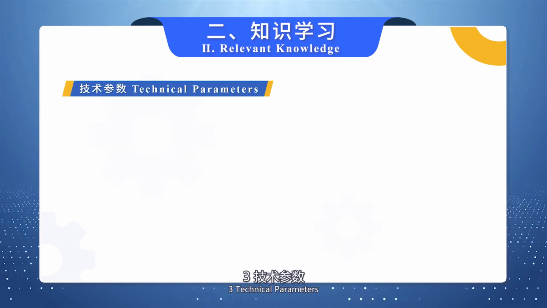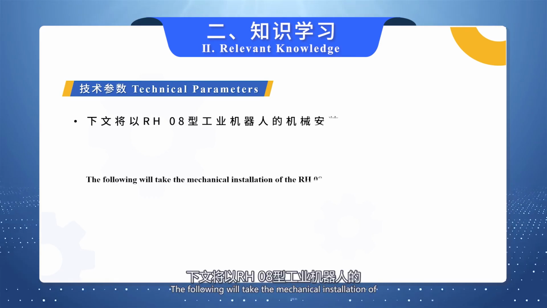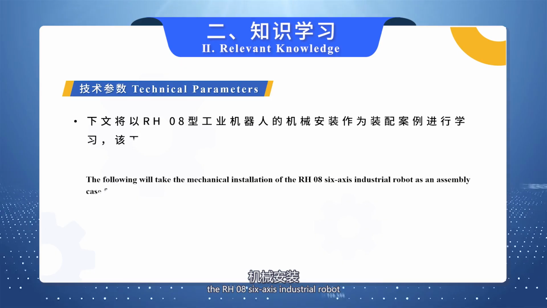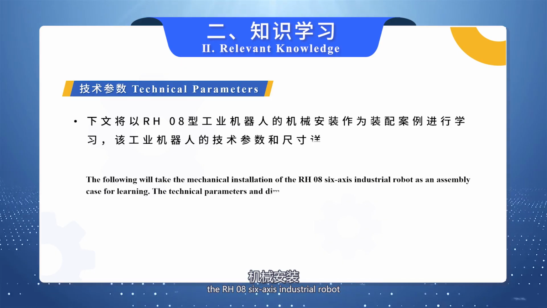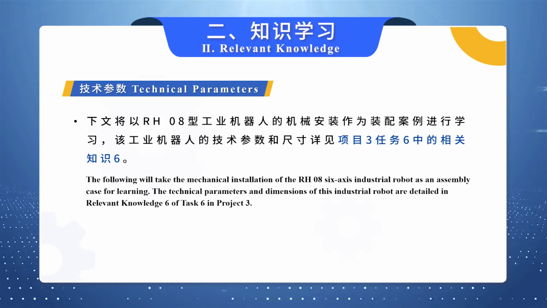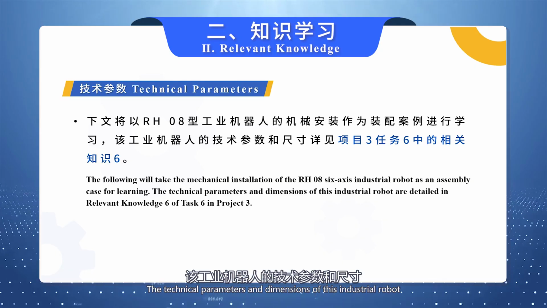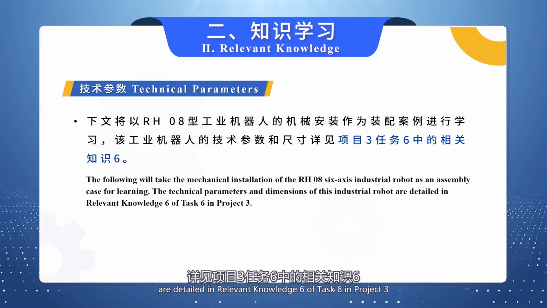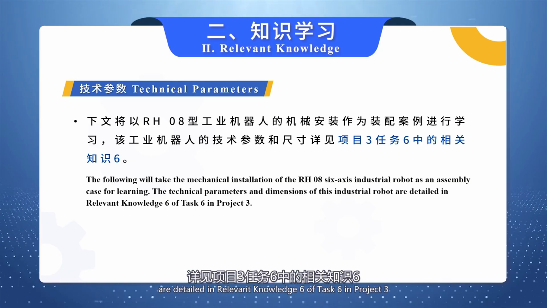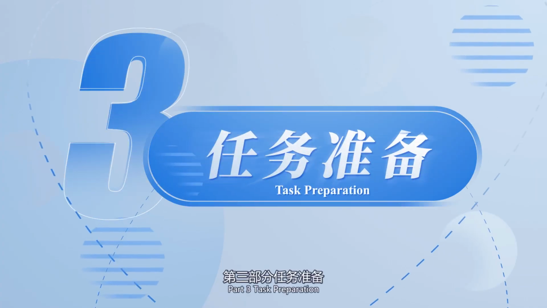Third, technical parameters. The following will take the mechanical installation of the RH0A6 Axis Industrial Robot as an assembly case for learning. The technical parameters and dimensions of this industrial robot are detailed in relevant knowledge, 6 of Task 6 in Project 3. Part 3, Task Preparation.